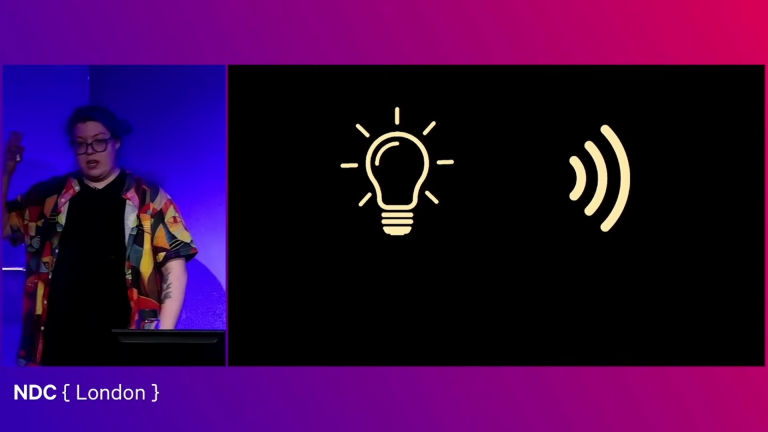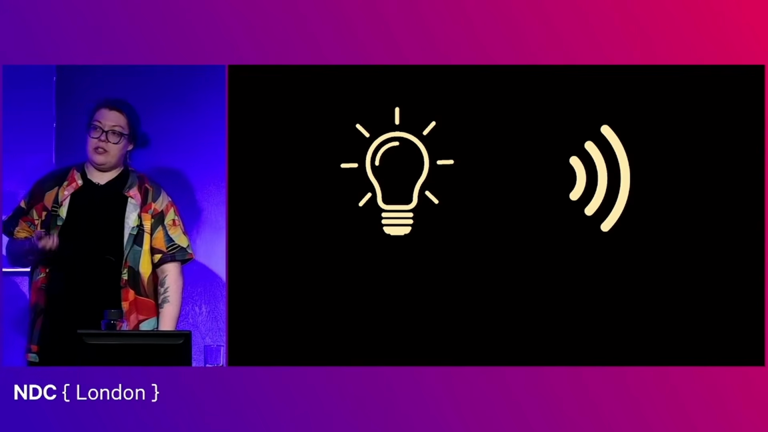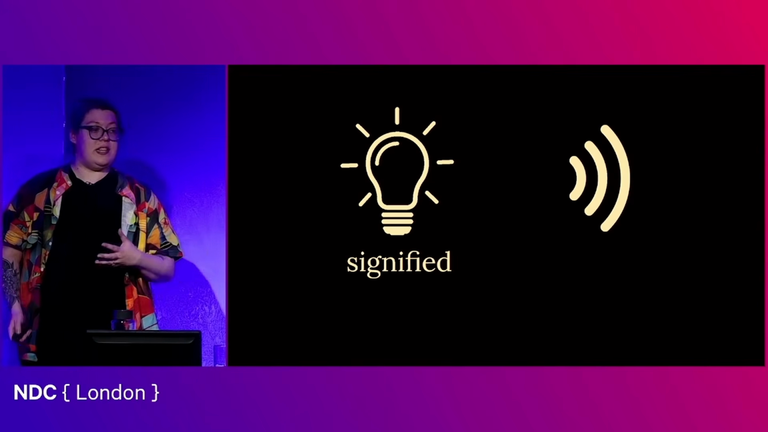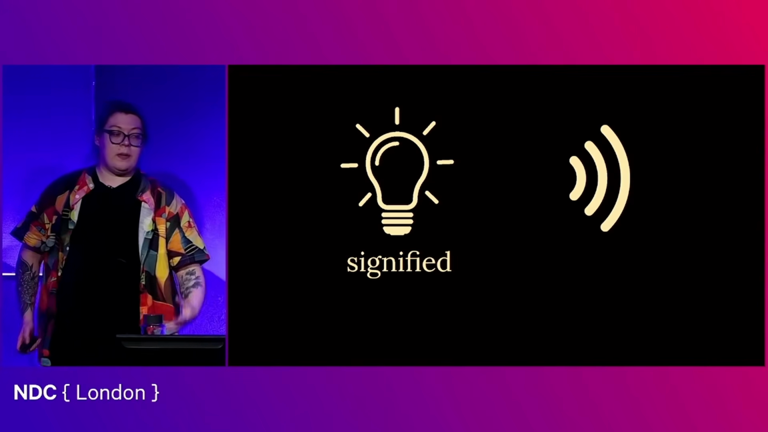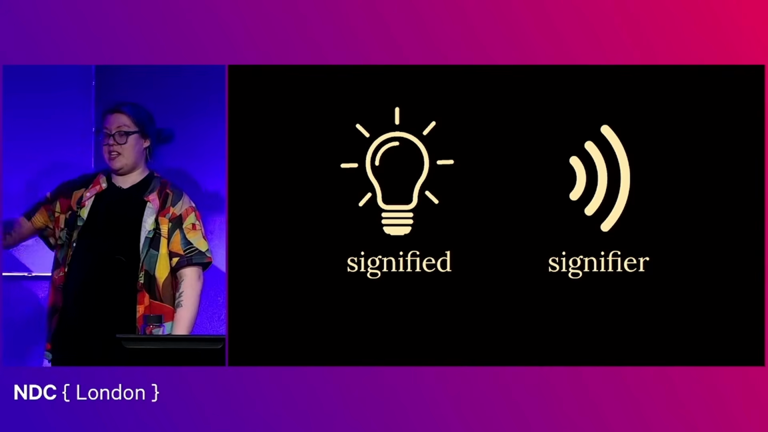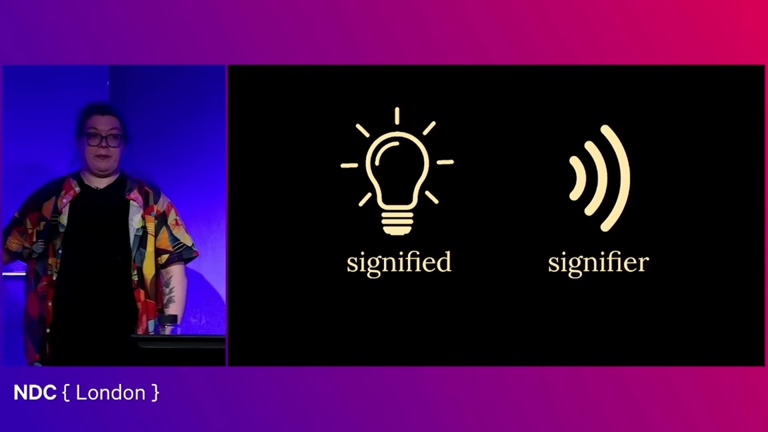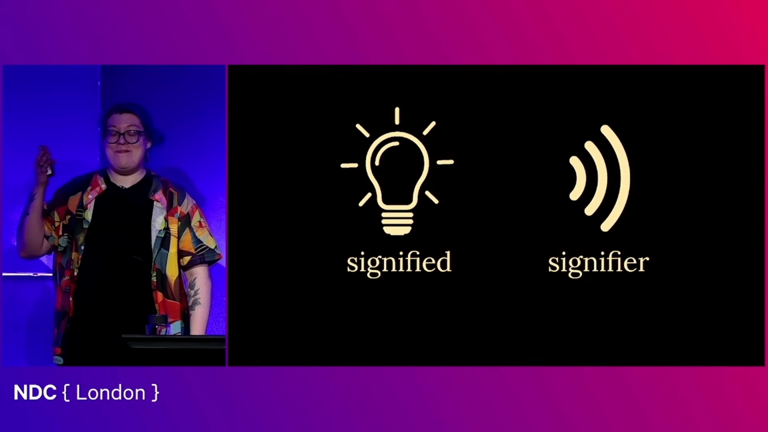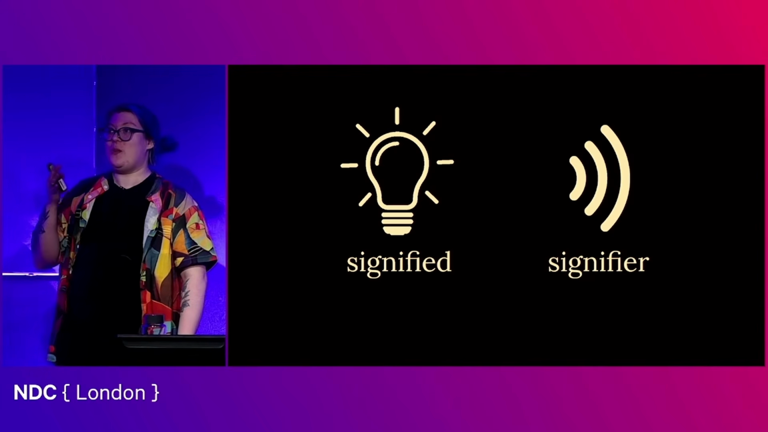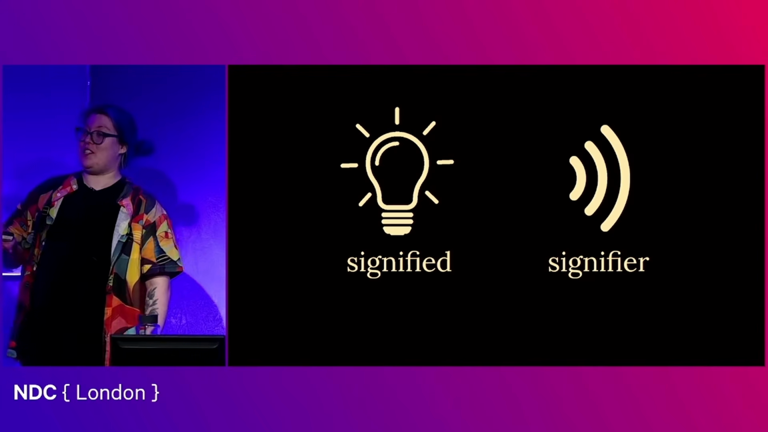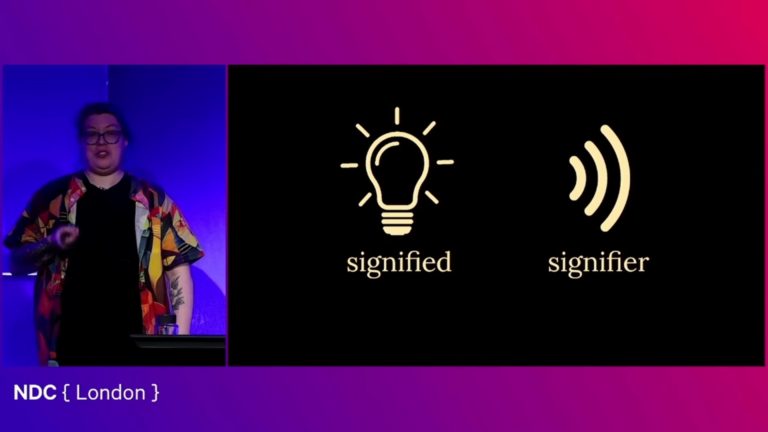So we come back to these ideas of a thing that you think and a thing that you say or do. Saussure gave these names. He said that this is the thing being signified, and what you do in order to signify that thing is you use a signifier. These are the mouthful words, and also words that are very easy to get confused with each other if I stumble over my words, which I do frequently.